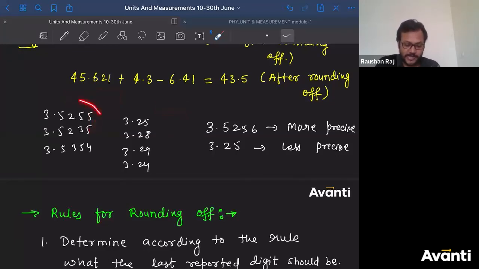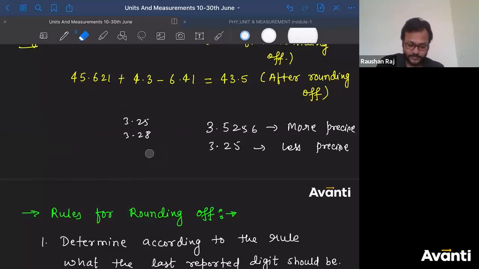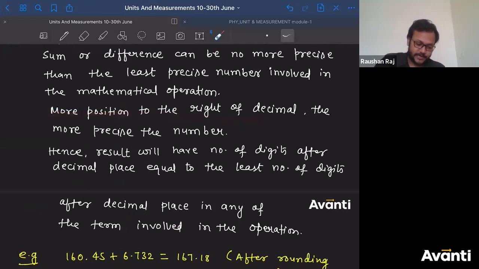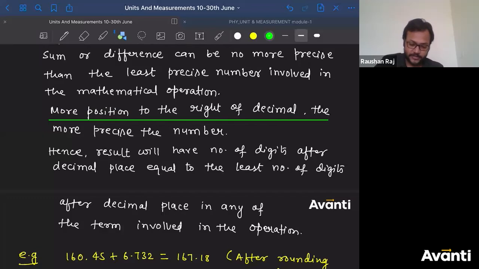So they have not diverged over a very large region. All right. So I can say this will have more precision, and that can only occur if you have more decimal places to the right. So if you have more decimal places, that means the precision is high. Did you understand? That is what I have written there. Please remember this. Let me underline this part: the more positions to the right of the decimal, the more precise the number is. You have to remember this.